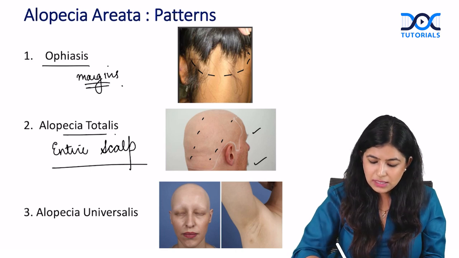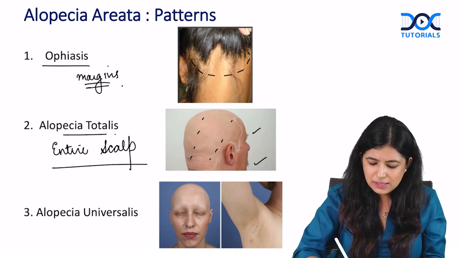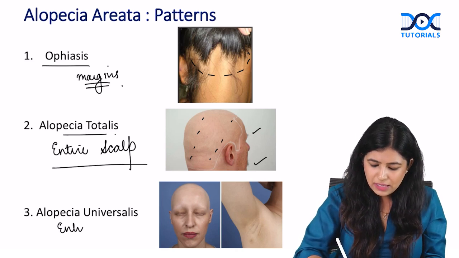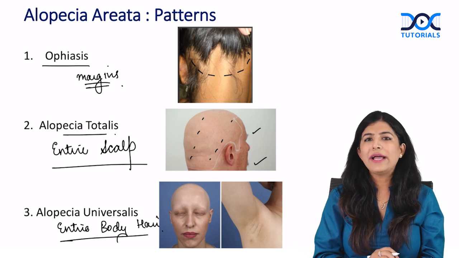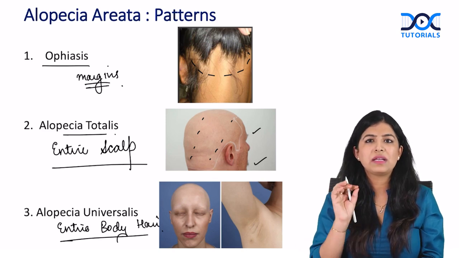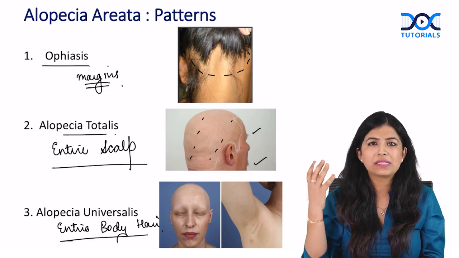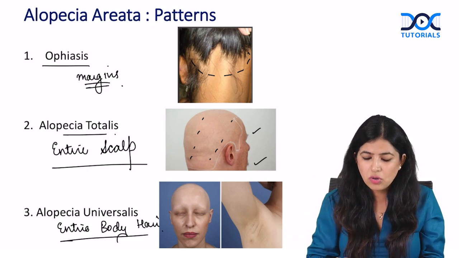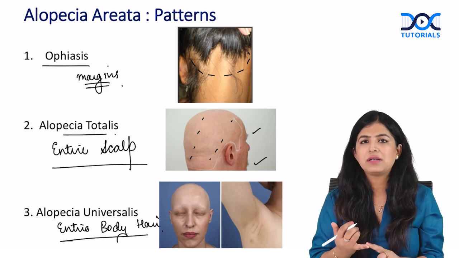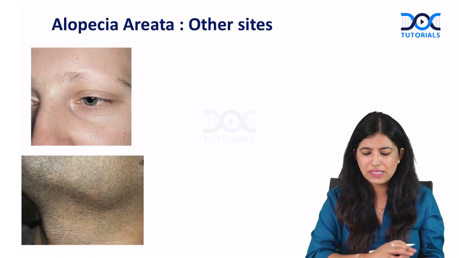Now there is another type which is called alopecia universalis. Universalis means entire body hair is involved and they are gone. So alopecia universalis is affecting the body hair on the entire body, including scalp, eyelash, arms, legs, everywhere the hair is gone. So these are the three patterns that you should remember: ophiasis, totalis, and universalis.